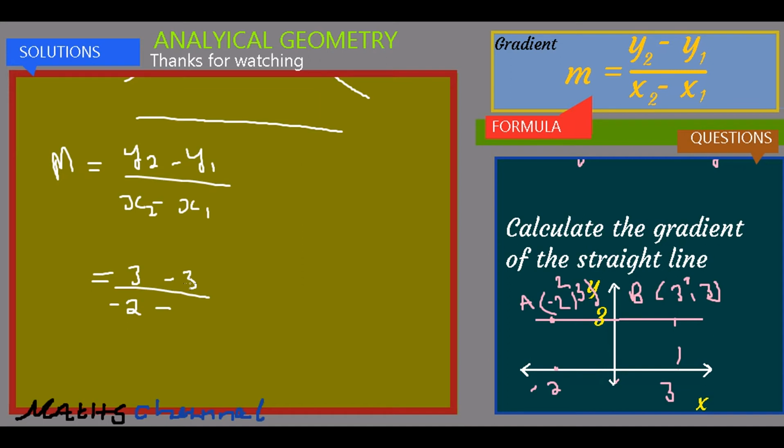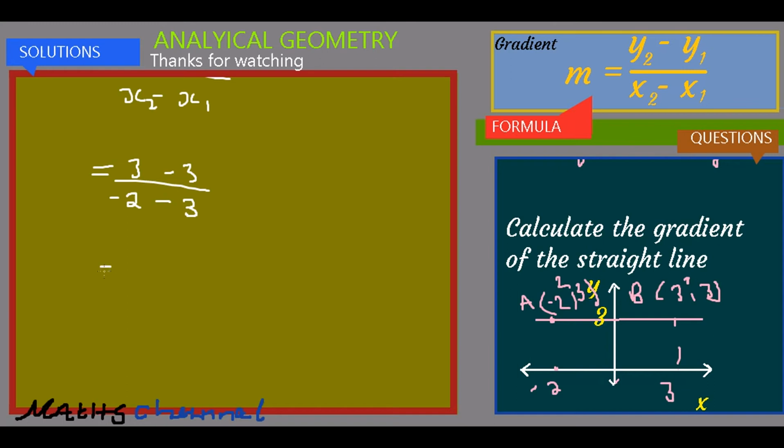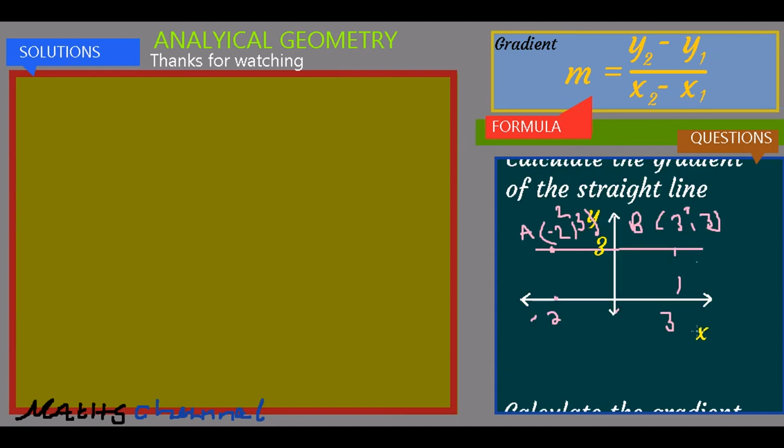It's vertical. And then let's calculate it. 3 minus 3 is 0. The bottom part is 5. So 0 divided by 5 is 0. So you see that the gradient of a flat line like this is 0. So you have to be aware of questions like this. Let's check the next one.